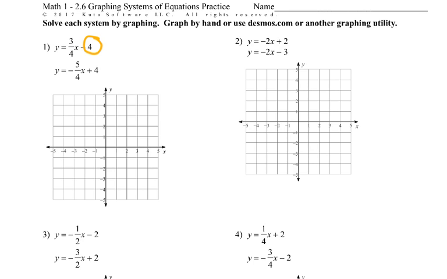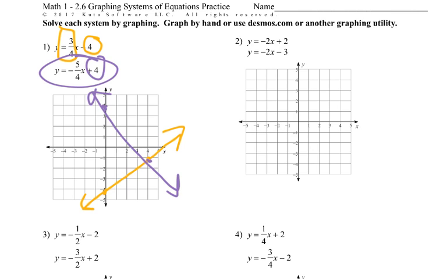So start at negative 4, slope of 3 over 4, so we go up 3, to the right 4 for our next point. Okay, then draw our line. Now we're going to graph the second one on the same, so a positive 4, and then a negative 5 over 4 for our slope, so we're going to go down 5 to the right 4. So we can easily see where they intersect.